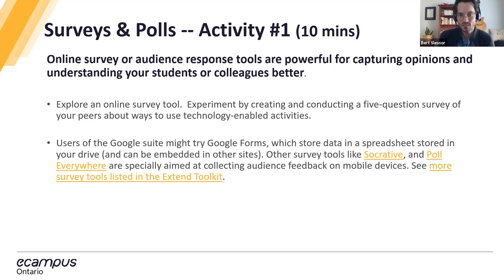So if you do follow it specifically, then you can use this as a submission for part of earning the badge. If you want to flex it a little bit and change it, or you just want to get to know some of the programs that we're talking about, then you can do that too and not worry about submitting for the badge right away. So whether it's Google Forms, or Socrative if you've used it before, it's another good one. Poll Everywhere, and then there's more tools in the Ontario Extend toolkit.